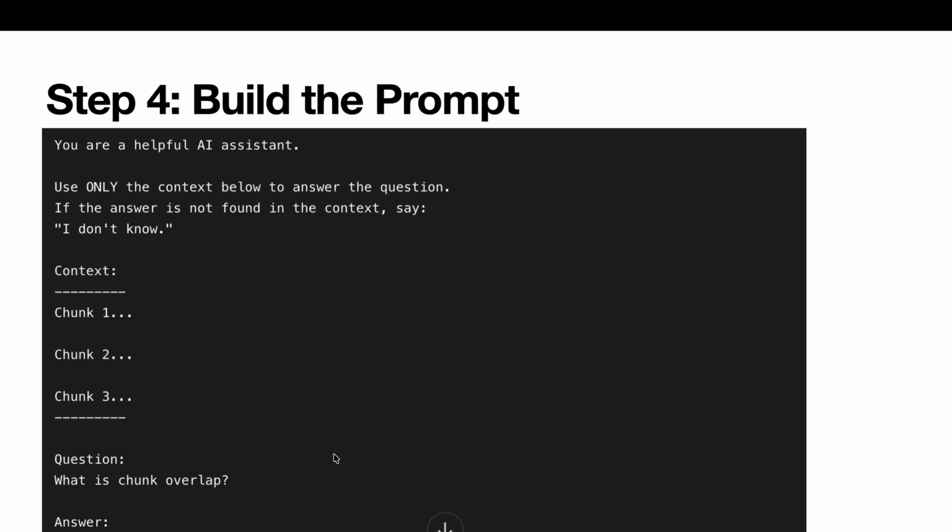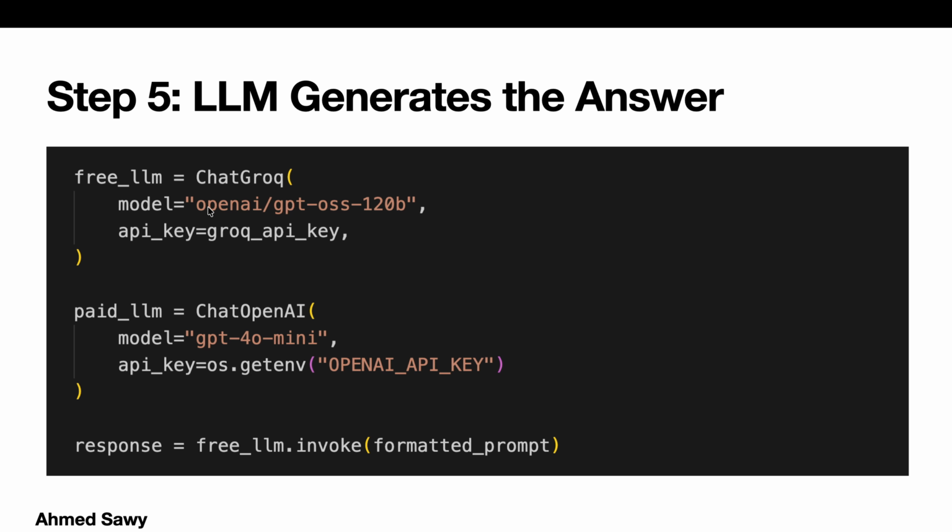To do that in code, you're going to type something like this. You can use ChatGroq, and it's free, but has a limit. You just need to add here the model, for example, OpenAI GPT-OSS, and add here the Groq API key. You can also use a paid LLM using ChatOpenAI and also add the key. This key is a secret string. You get it from the OpenAI platform or the Groq platform. And finally, you just invoke the prompt that you have created to return a response answer.